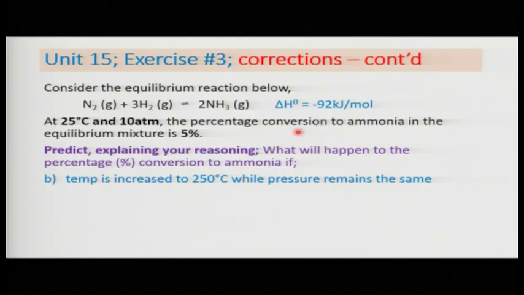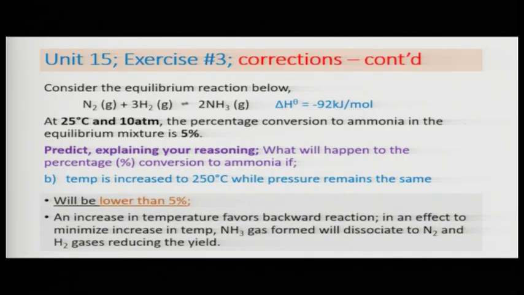Part B, what would happen if temperature is increased? Of course, as you notice this value, this sign has to direct you. With this sign, it indicates the forward reaction is exothermic, the backward is endothermic. And as such, increase temperature, you're favoring the backward reaction. So the conversion will be lower than 5%. Because the backward reaction is favored, you'll have more nitrogen and hydrogen at equilibrium, since ammonia will dissociate because of high temperature.